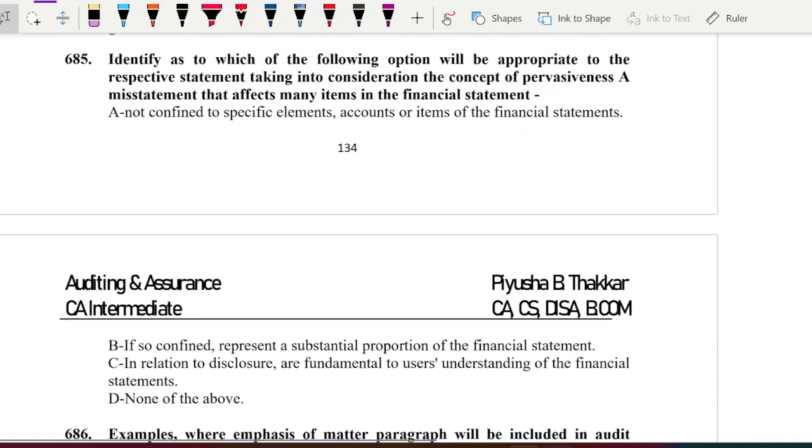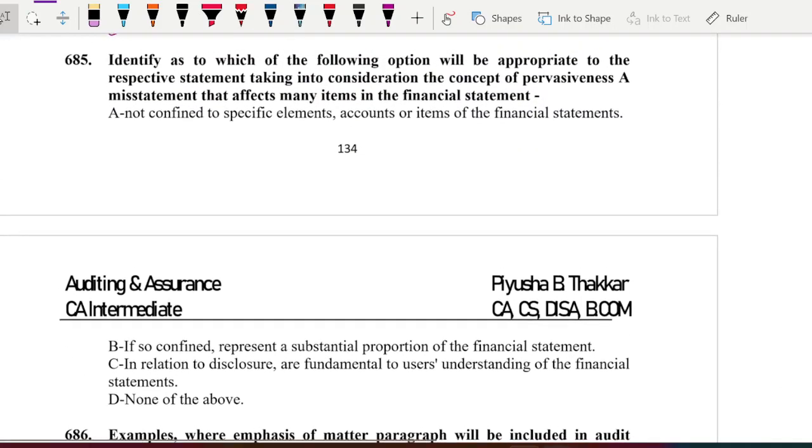Now here if you see, they are speaking about pervasiveness. That means it is affecting all the items. So here disclosure, C cannot be the option certainly. Here substantial portion, we cannot just say substantial portion. We have to see that it is not confined at all to specific elements, accounts, or items of the financial statements.